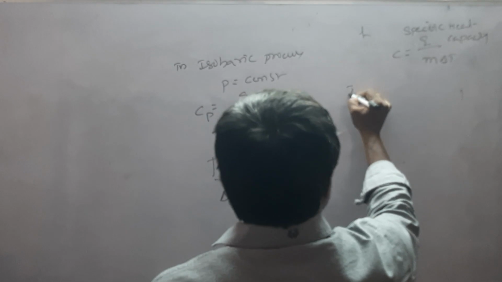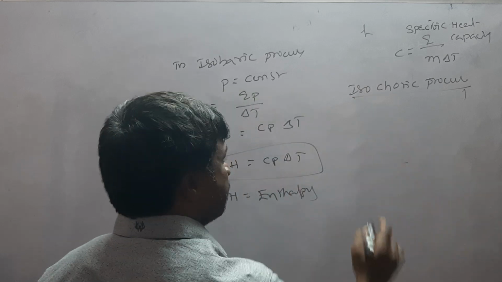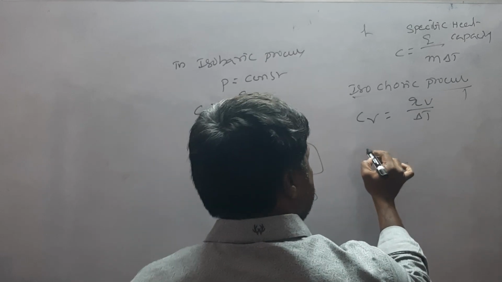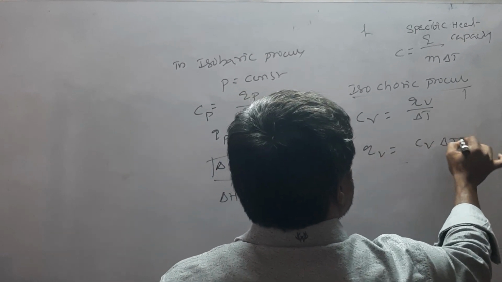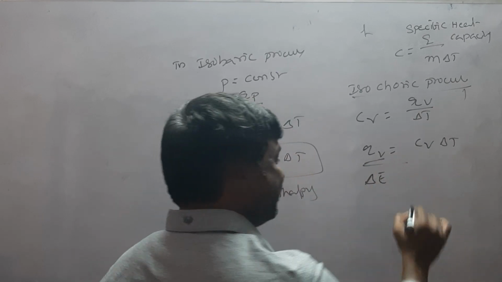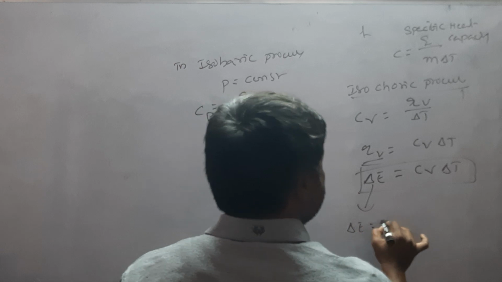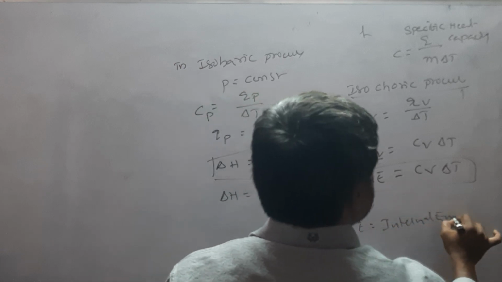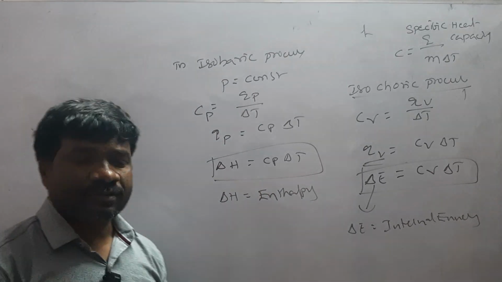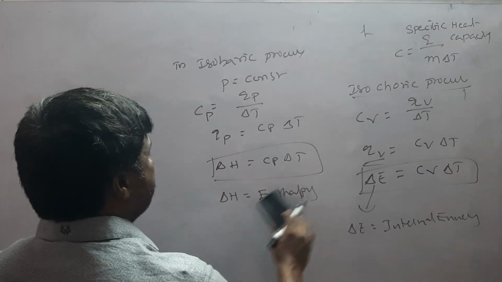Whereas in an isochoric process, Cv equals Qv by delta T, so Qv equals Cv delta T. Qv in an isochoric process is delta E, the internal energy, equal to Cv into delta T. Here delta E is internal energy. This is enthalpy, and that is internal energy.